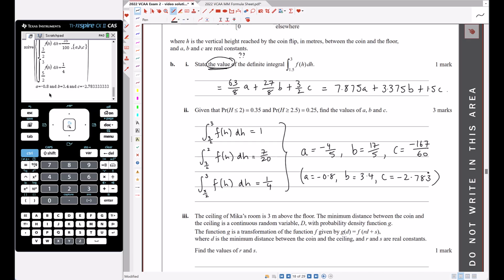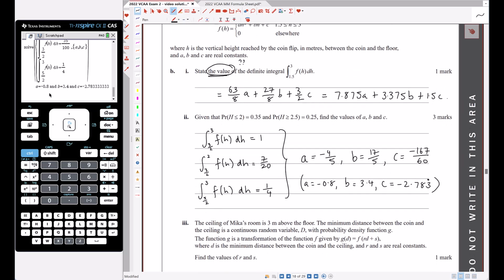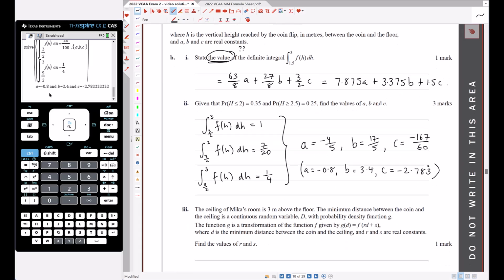The function g is a transformation of the function f given by this, where d is the minimum distance between the coin and the ceiling, and r and s are real constants. Okay, so again, minimum distance, a bit like that multiple choice question. It's not about minimizing anything, it just means it's the direct, perpendicular, straight up distance, not the distance between a point and the ceiling. You could go in any direction to get to the ceiling, but it's the straight up, therefore the minimum distance.